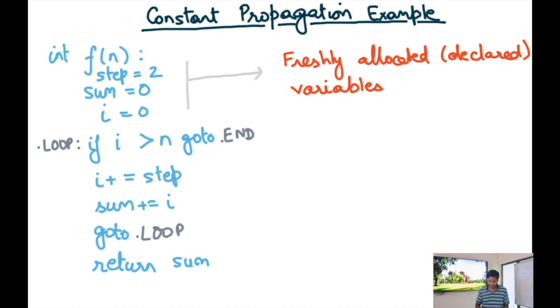This is the example of constant propagation. I have this variable called step, which I initialize to 2 in the beginning. Then I initialize sum to 0, I to 0. And then this is like a for loop which increments I by step on every iteration and sum by I on every iteration, and then goes back to the loop. And if I becomes greater than n, where n is a parameter, then I exit the loop and return sum. Now, I'm assuming here that these variables step, sum and I are freshly allocated variables. That means they don't exist at the entry of the function. They've been allocated here and then used in the body of the loop and then deallocated at the very end of the program.